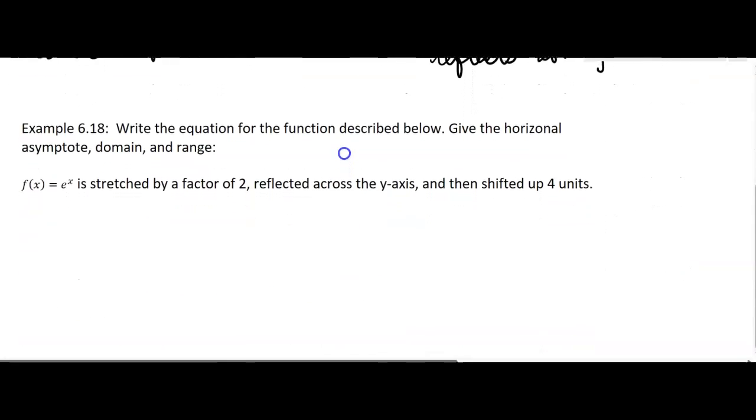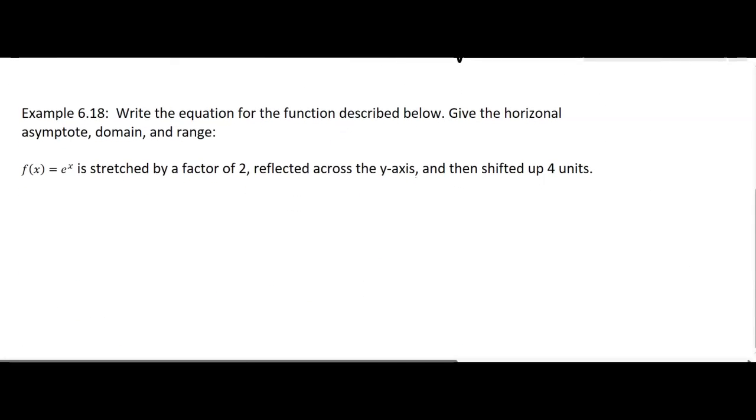All right, so this problem is kind of a fun problem. I could see me putting this one on an exam. So it says, write the equation for the function described below. Give the horizontal asymptote, domain, and range. Okay, so here's the parent function. F of x equals e to the x.